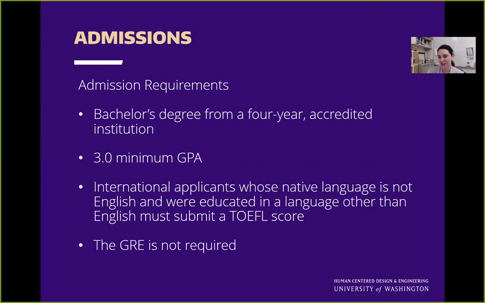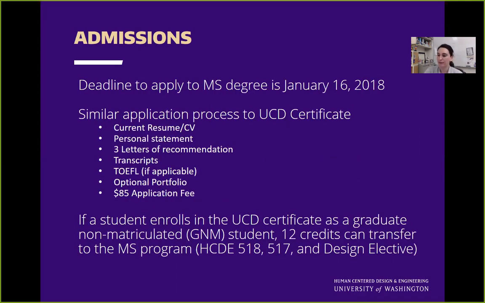We found that the GRE scores and just using transcripts with GPAs were not a good indicator of who would be successful in our program. So we moved to a more holistic review where we really spend time digging into the personal statement and students' resumes in order to make a more holistic decision about who is a good fit in this program. So deadline to apply is January 16th.